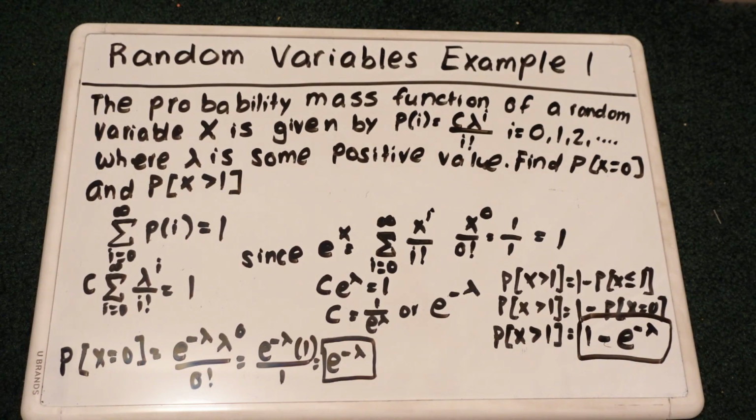So the probability of X equal to 0 is e to the negative λ, and the probability that X is greater than 1 is 1 minus e to the negative λ. And this is an example of a random variables problem in probability.